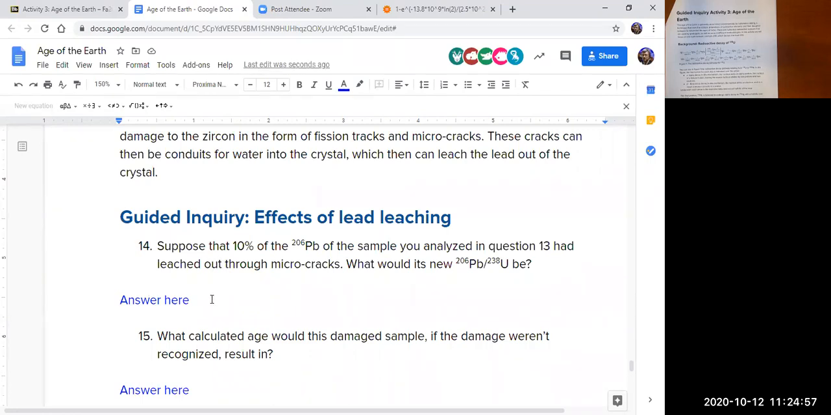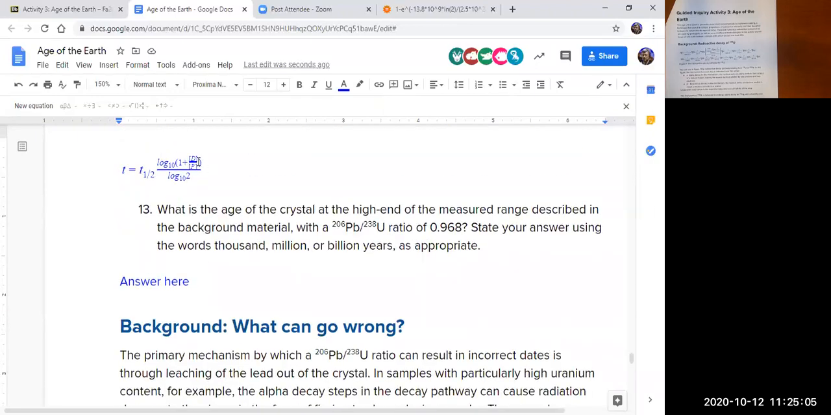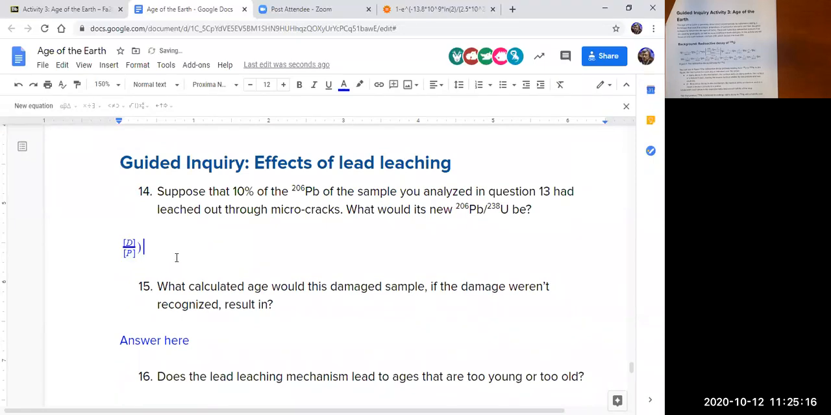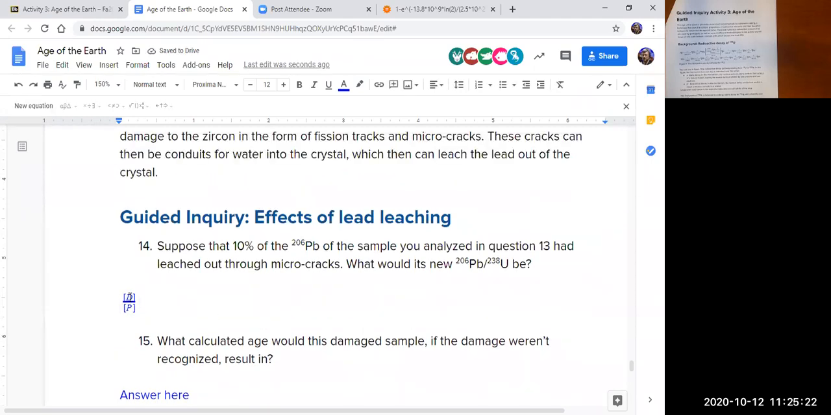How to start 14? Sure. So the easiest way to think about this is to think about it in terms of ratios. So I'm going to grab this right here, and just put that part right here for a moment. Now, let's remember what the daughter and the parent are. The daughter is the lead, the parent is the uranium.